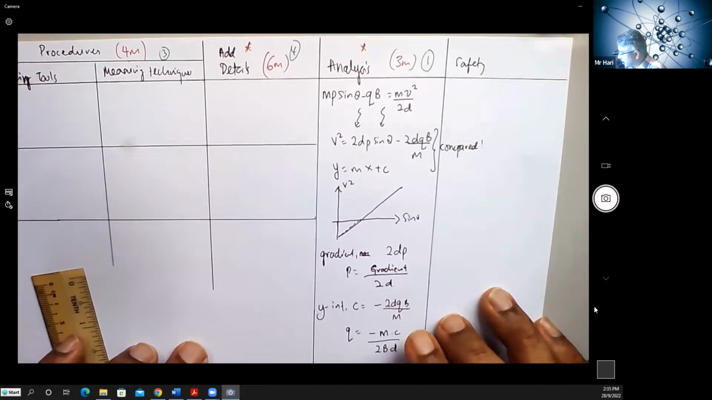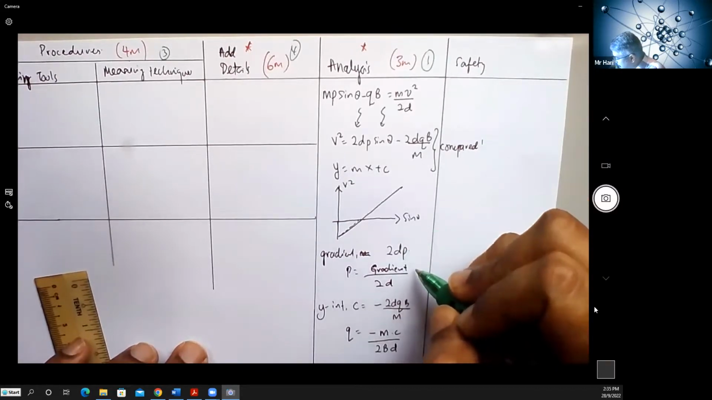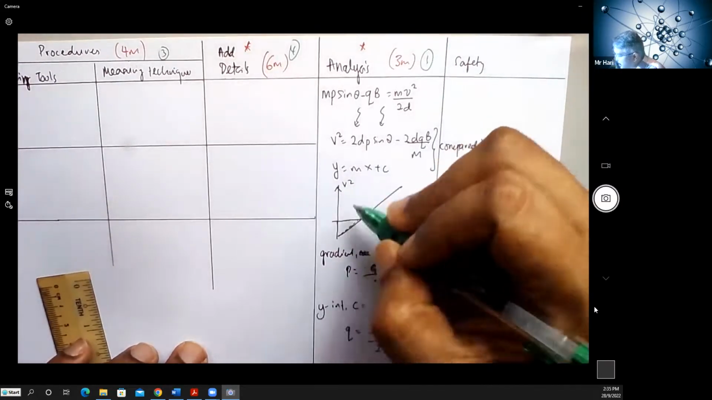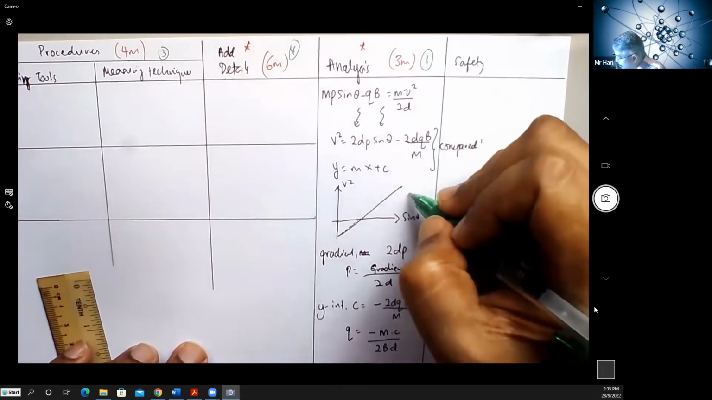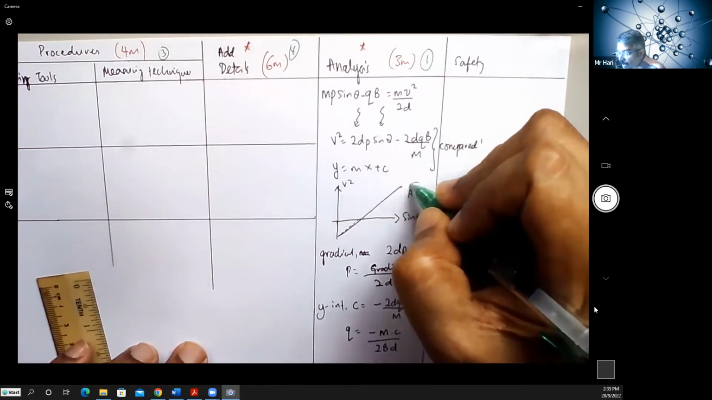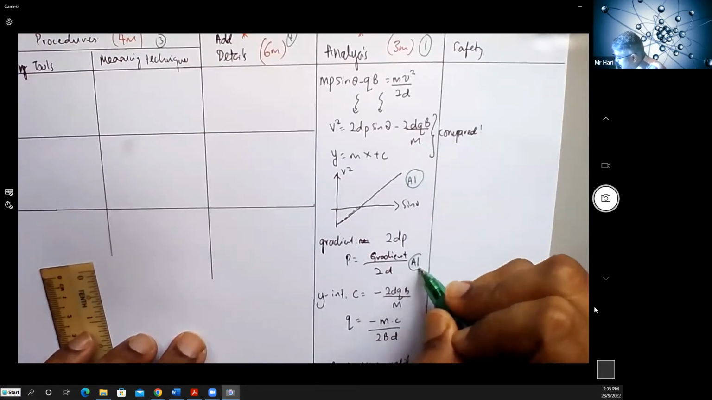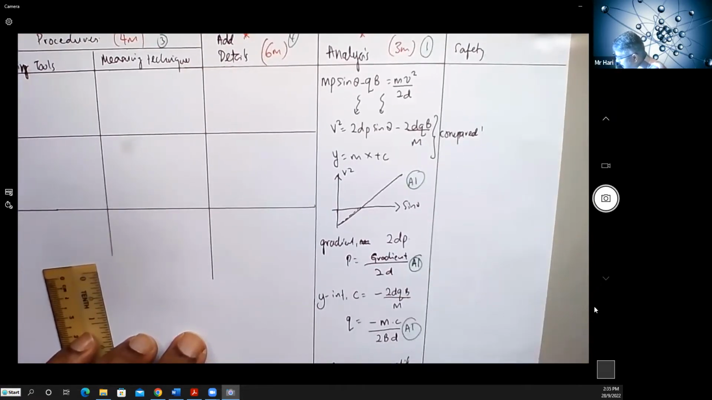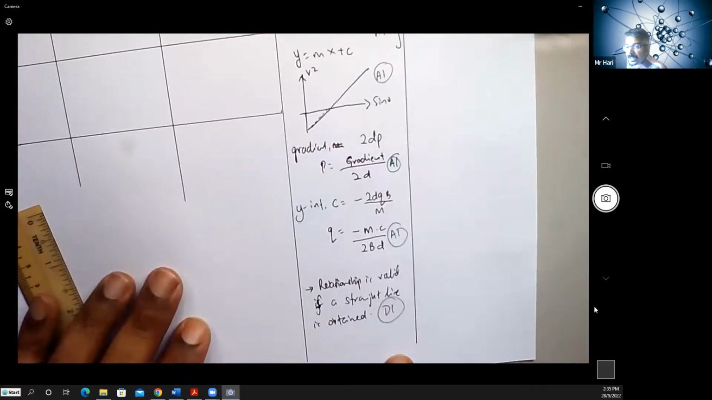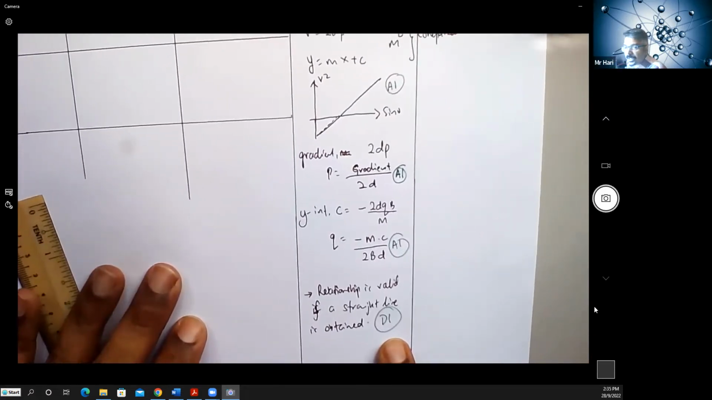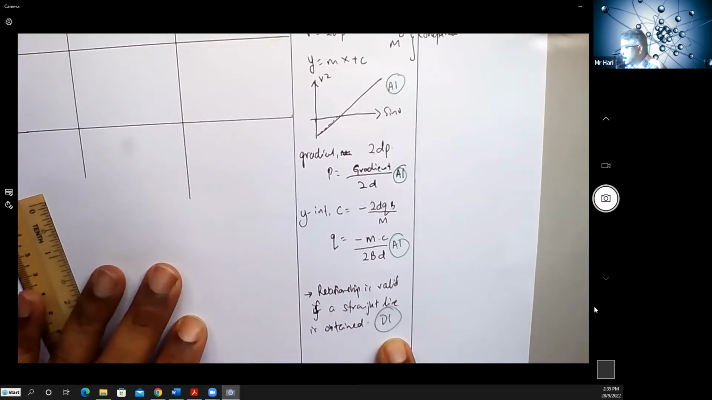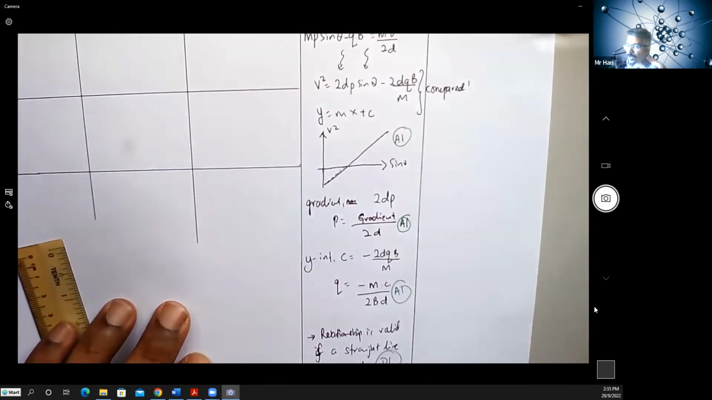Okay, so number one, the marks: if you state that this graph is plotted, 1 mark, it comes under A1, analysis, A1, A1, and this is under additional detail, D1 mark. So you get 3 marks and plus 1.